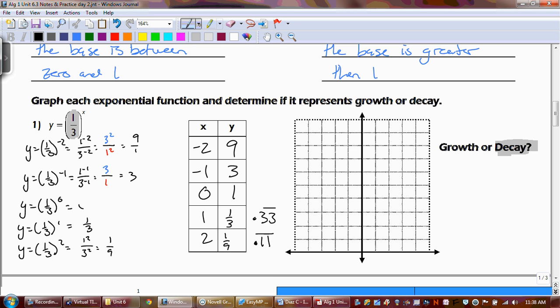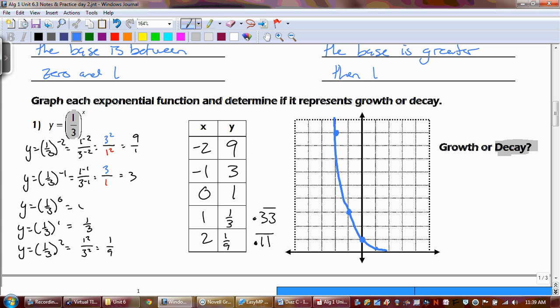Okay, now let's go ahead and graph this. At -2, we're at 9. So 1, 2, 3, 4, 5, 6, 7, 8, 9. At -1, we're at 3. At 0, we're at 1. And then we're at 0.3, and the rest, I think, are kind of hard to graph, okay?